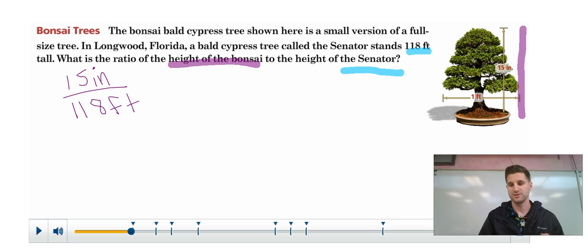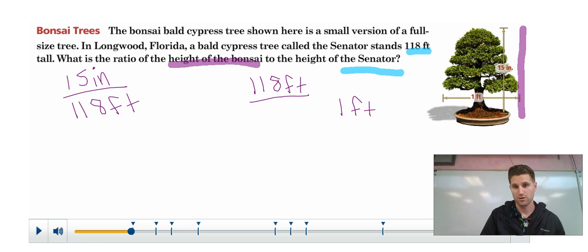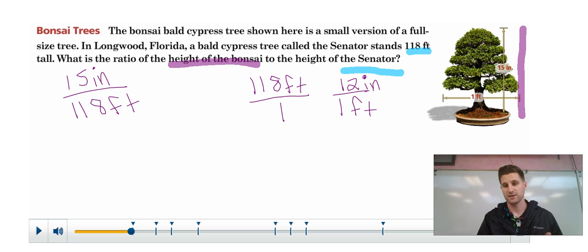The simplest thing to do is to convert feet into inches. We could also convert inches into feet, but then we'll probably end up with a fraction because I think 15 won't fit in evenly. So we have to turn 118 feet into inches. Hopefully most of you realize that 1 foot is equivalent to 12 inches. So it's a fair assessment to say 1 foot and 12 inches are the same. This is actually a 1-to-1 ratio. If I multiply 118 feet over 1 times this, the feet are going to cancel out.